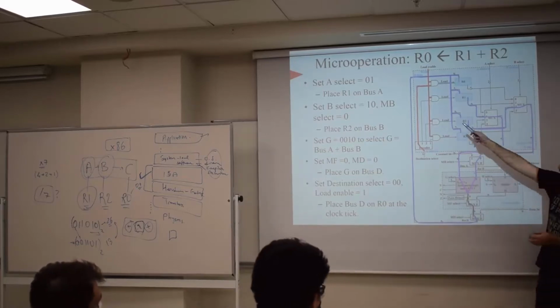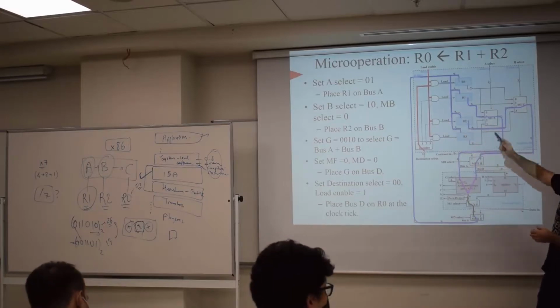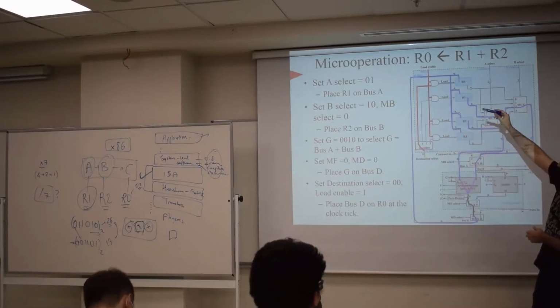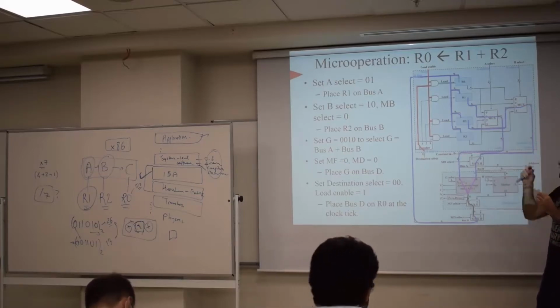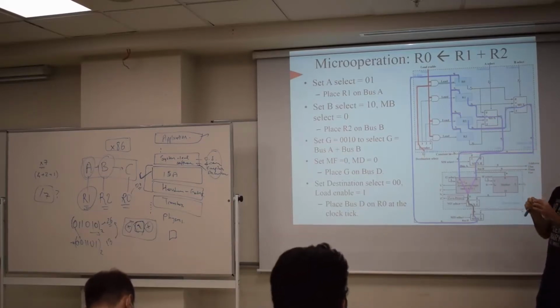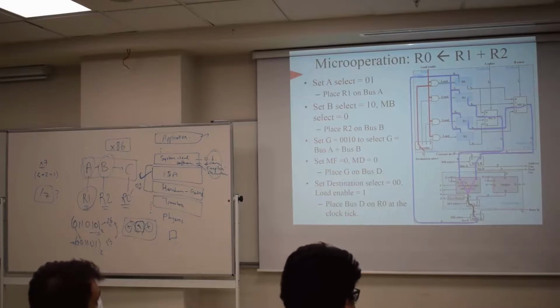We have a name for them. It's called micro operation. The reason is that these are small operations. That's why they call them micro operations. Okay, that's just a name. I'm going to call them instructions, for example. I think it's much more meaningful.